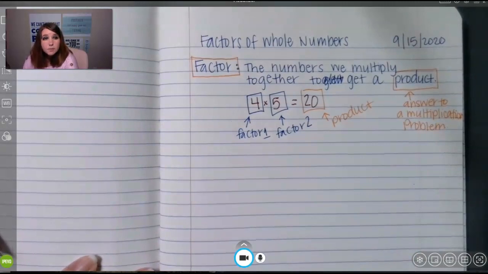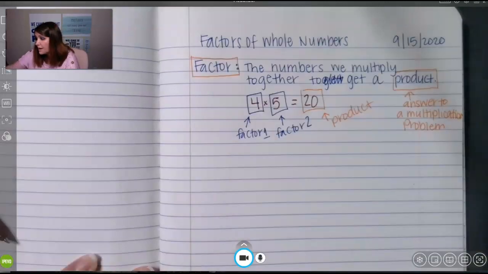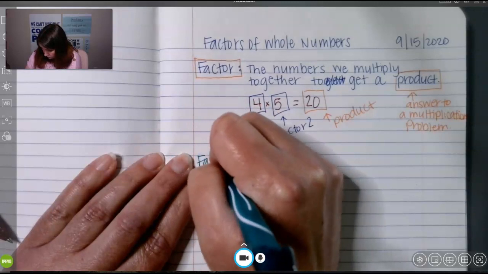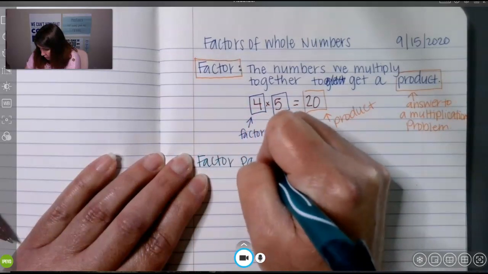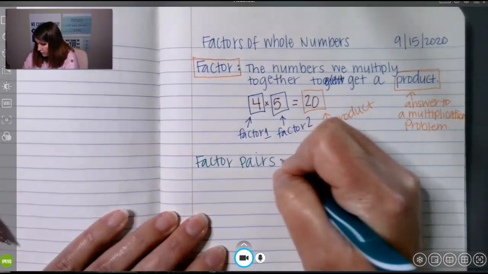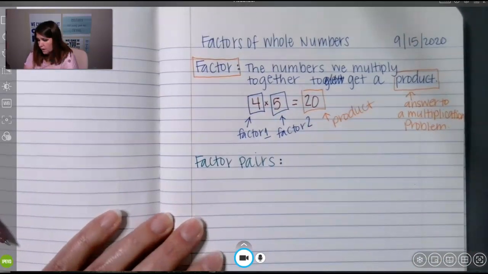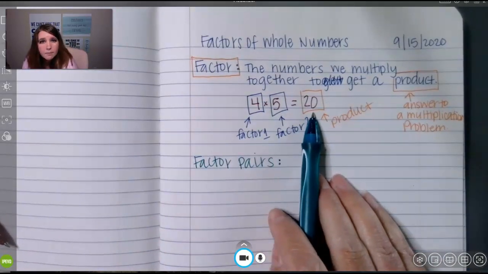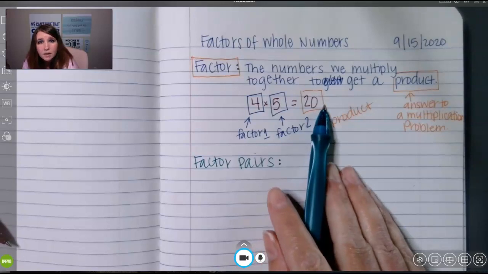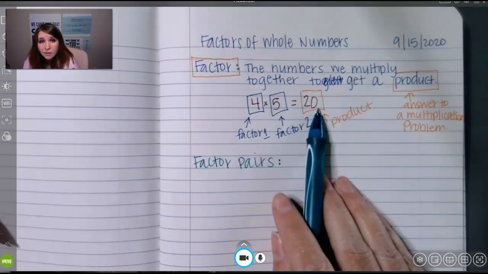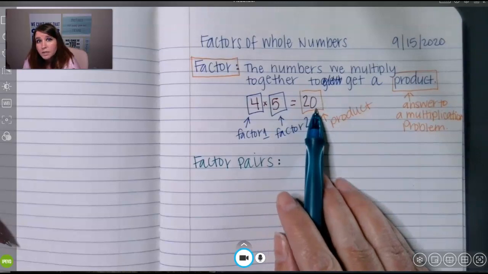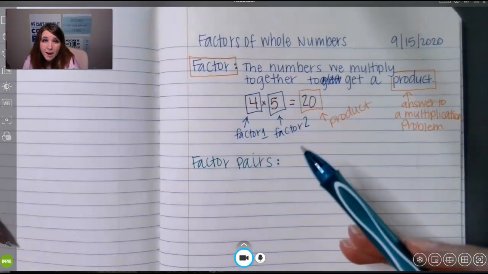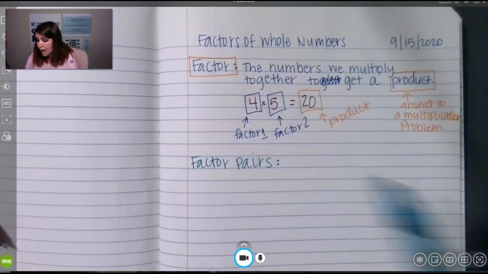Now, factor pairs is going to be our next word. Before we move on to factor pairs, I want to talk a little bit more about this. We know that there are multiple ways to arrive at 20, right? We can arrive at 20 by doing 2 times 10. We could arrive at 20 by doing 1 times 20. We could arrive at it by going 4 times 5. Those are the factors.